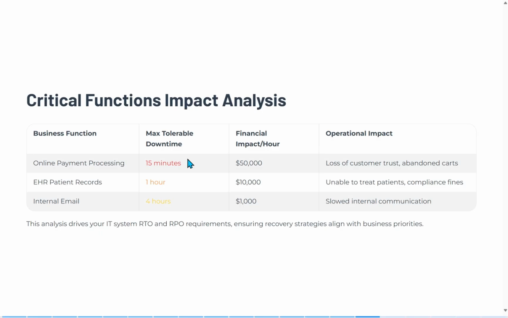So when it comes to electronic health record, the tolerable downtime is 1 hour and the amount is 10,000 US dollars. The business impact here is unable to treat patients, and compliance fine, because they are going to fine you if this actually occurs. So the third one, which is the internal email, the tolerable downtime can be 4 hours and the amount is 1,000 US dollars. The impact is slow internal communication.